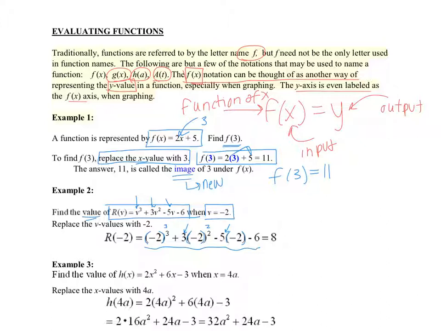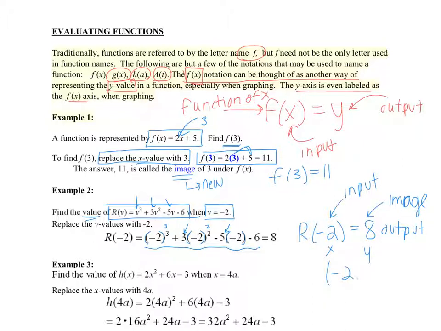Okay, so then when I'm ready to type this into my calculator, and yes, you can do it all at once, I find that r of negative 2 is equal to 8, where 8 is called the image or the output because negative 2 was the input. And again, this is an x and a y, so if we were graphing this, this would be negative 2 comma 8.